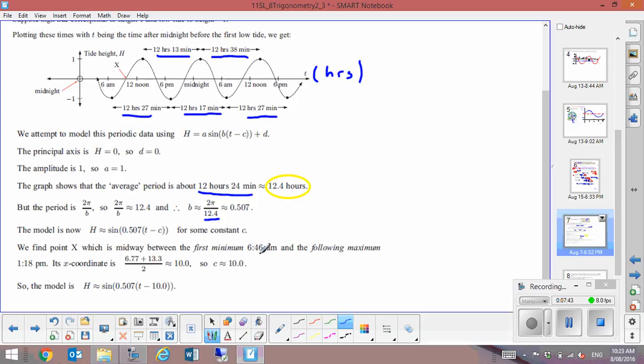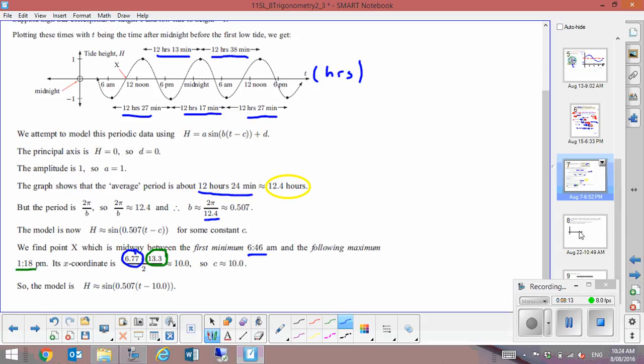So again, they've turned these values into a decimal. All right, so 6:46 a.m. is like 6.77 hours. And the 1:18 has been turned into 13.3. All right, so in real life we need to make those adjustments. So your equation ends up with that shift of the 10.0, and that's your period that we calculated earlier.